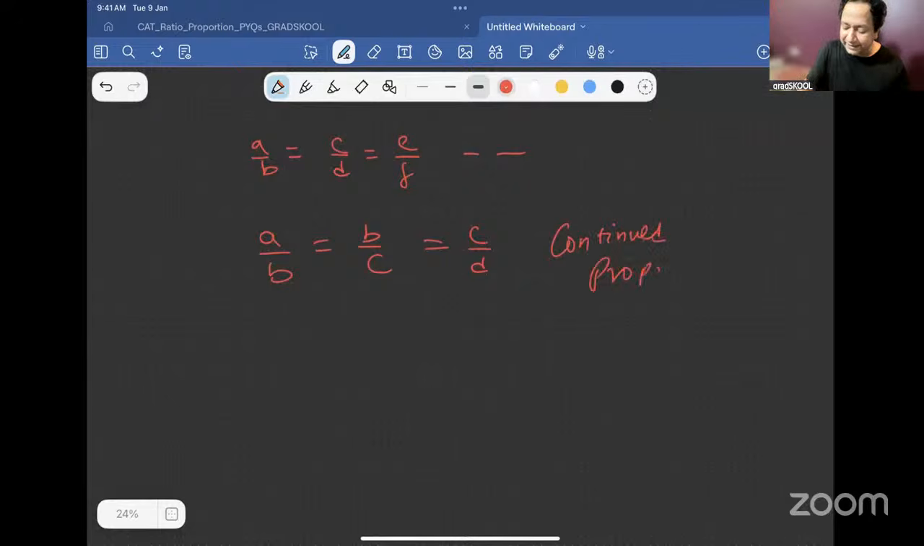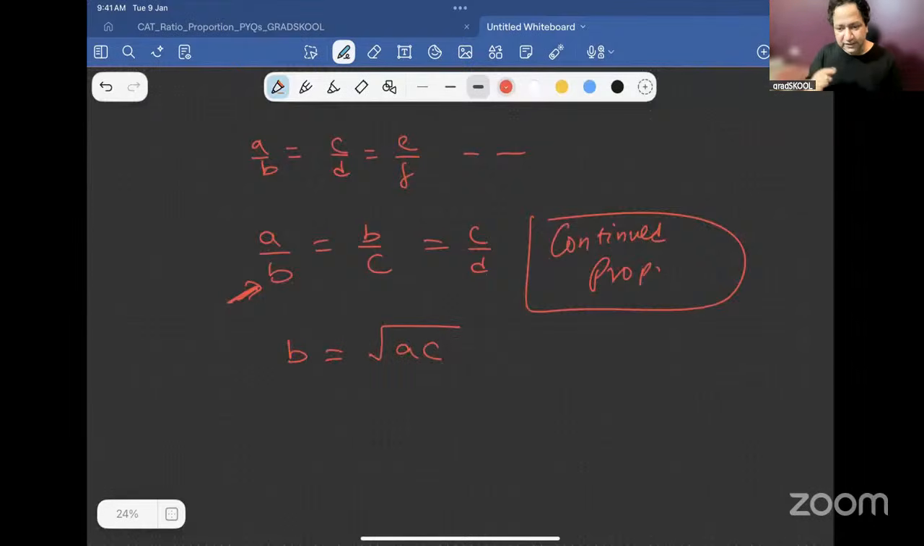All right. And in the case of continued proportion, the second proportional, that is B, is equal to the square root of the product of the first and third proportional, and we call that the mean proportional. So if someone asks what is the mean proportional of B and D, you will write it's C. Okay, that is one thing.